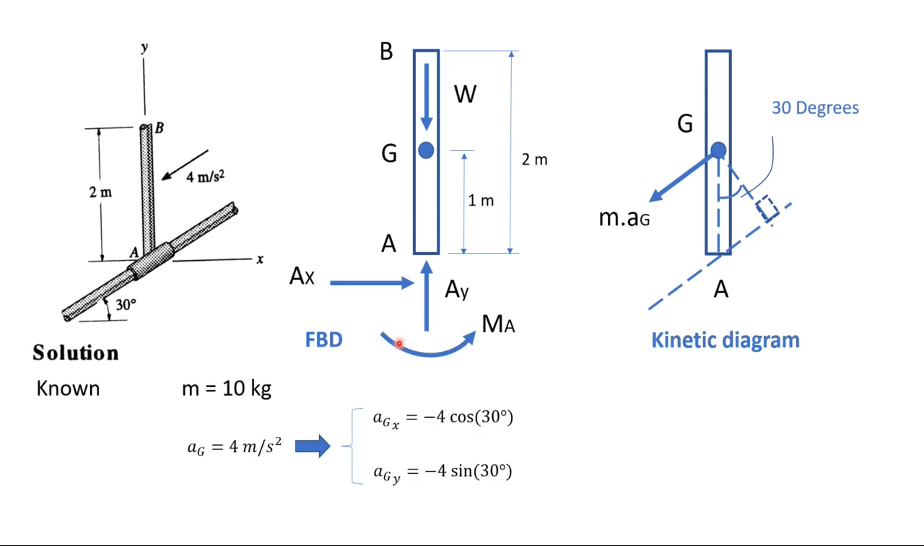What we know is that the mass is 10 kilograms and the acceleration at G is 4 meters per second squared. So we know the acceleration at that point is going downward. We can take it into two analyses, the x direction and the y direction. You can see that both are going to be negative values, because the direction is going to the left, that is the aGx, and that is the aGy, which is going downward, and that's why I'm making them both negative values.